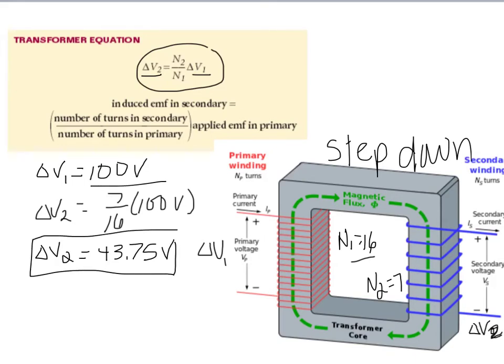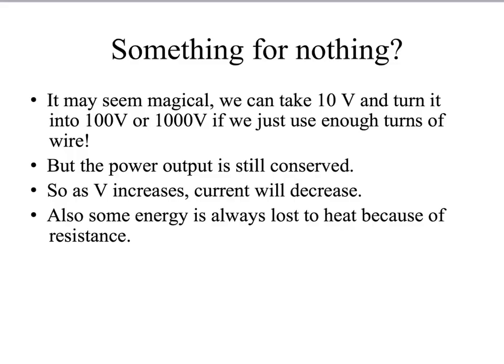So this is how we use this transformer equation and how we identify whether it's step up or step down. So this might seem kind of like something for nothing. It's almost magical, right? We can take 10 volts, we can turn it into 100 or 1,000. We just need to change the number of turns of wire. But really, the power output is still conserved. So as V increases, current will decrease.